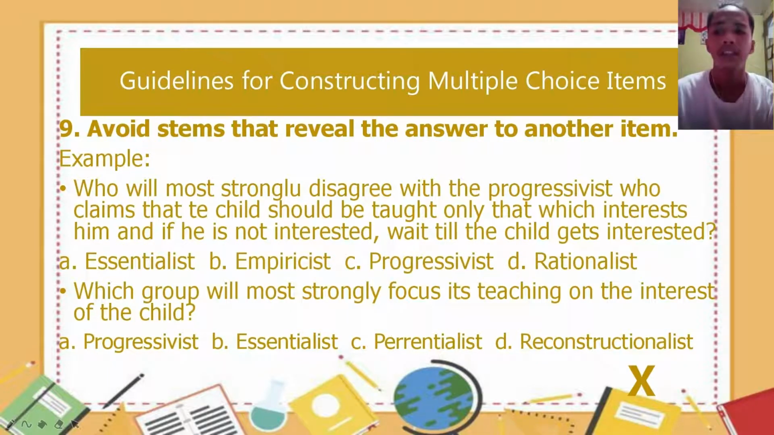Avoid stems that reveal the answer to another item. So ayaw pagbuhat og question nga makita ang answer ng question sa lain nga question. Example, who will most strongly disagree with the progressivist who claims that the child should be taught only that which interests him, and if he is not interested, wait till the child gets interested. So mao na ang una nga question.